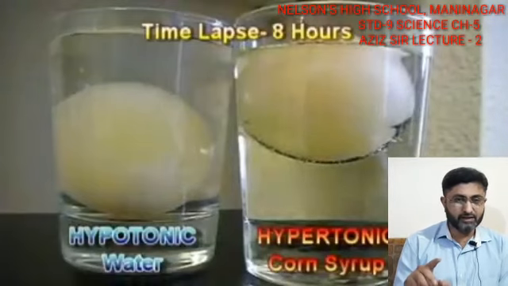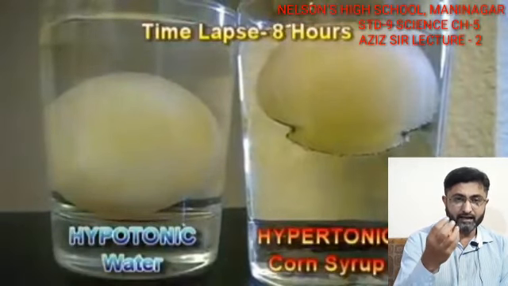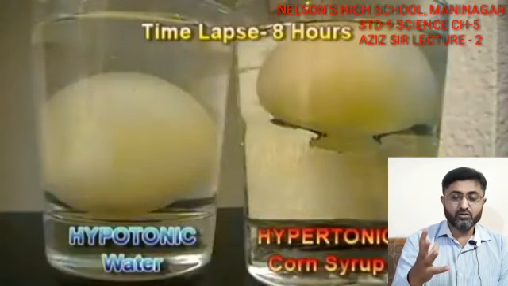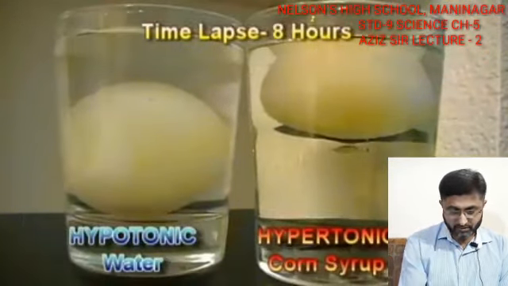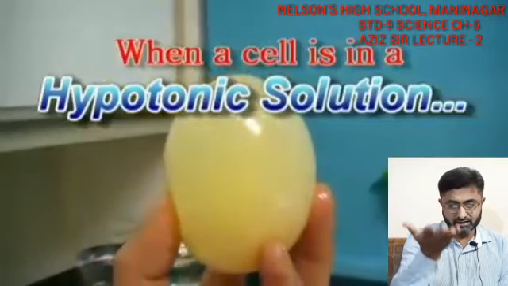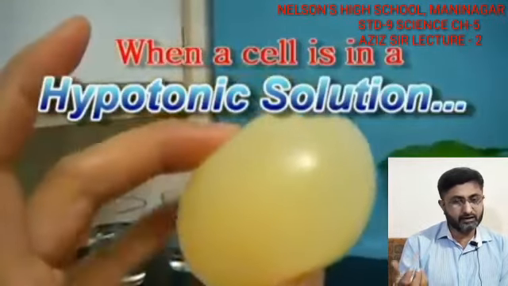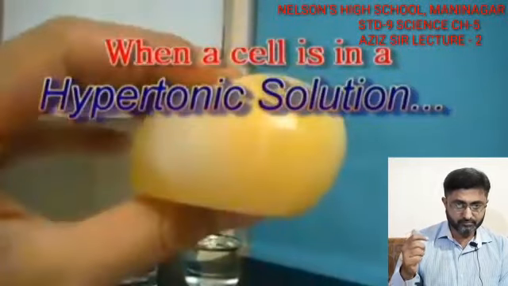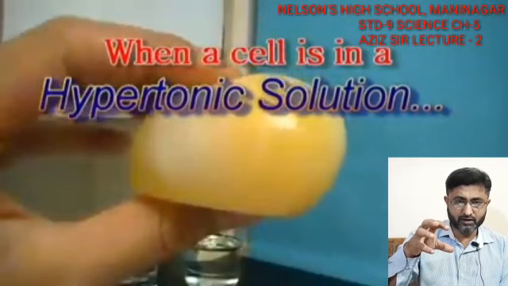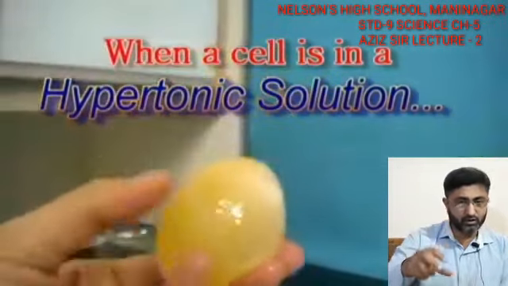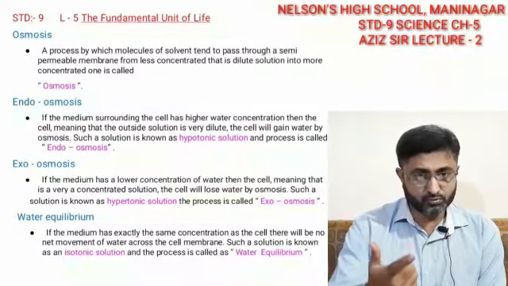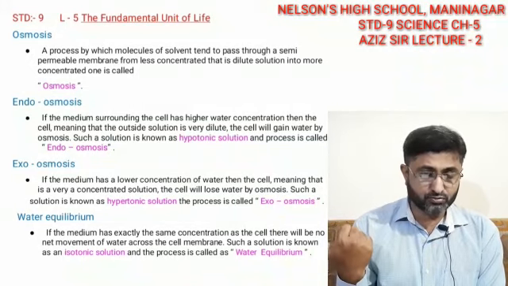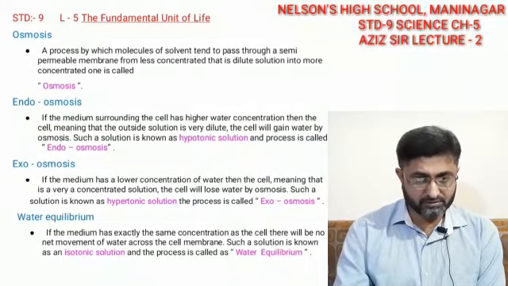In the first case, we will see that the water is getting inside and the egg is getting swollen up, right? When the egg swells up, it becomes heavy and settles down inside the beaker. In the second case, you can see the water is being lost in the hypertonic solution, so the egg shrinks and its size becomes very small. So the first case is endosmosis and the solution is hypotonic, and in the second case it is exosmosis and the solution is hypertonic by its nature.